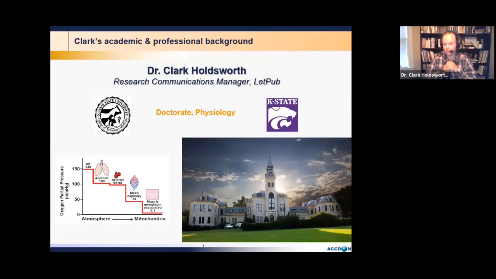I know a lot of you are returning users or viewers, so you've seen this before, but I received my doctorate in physiology from Kansas State University, where I studied the O2 gradients down from ambient air all the way to the very low O2 tensions in muscle myoglobin, particularly in states of dysfunction like chronic congestive heart failure.